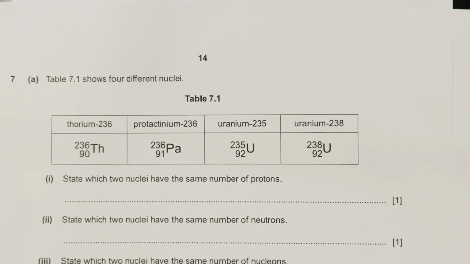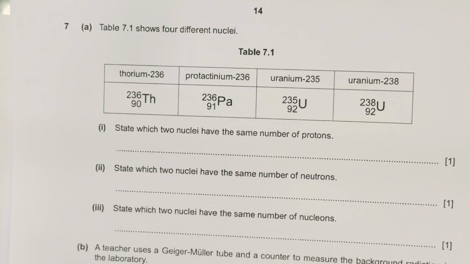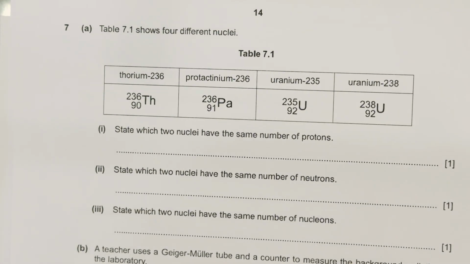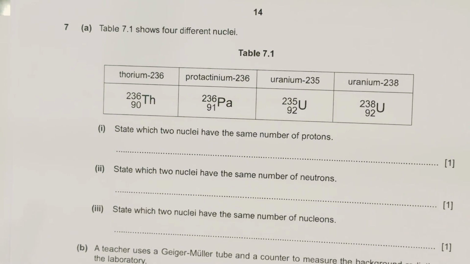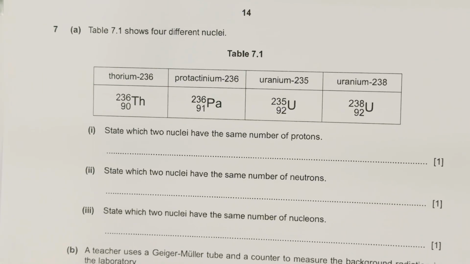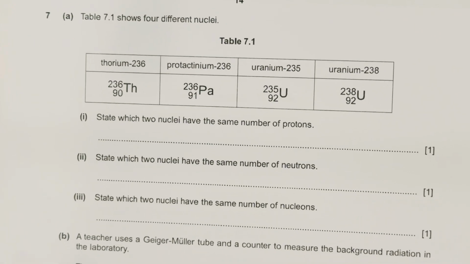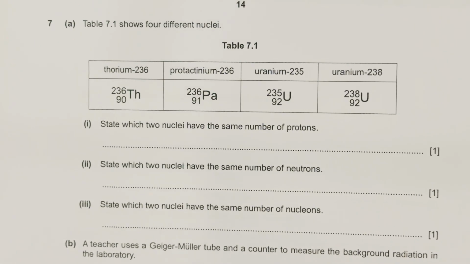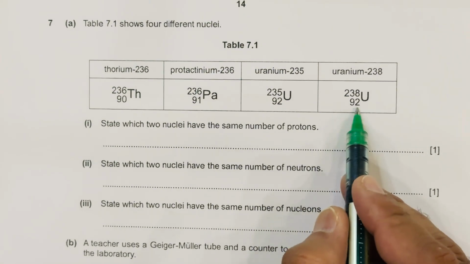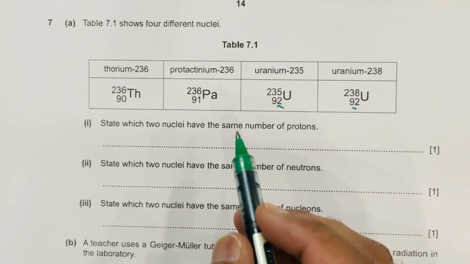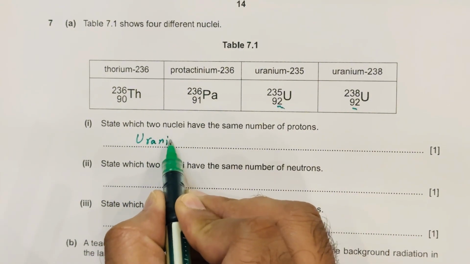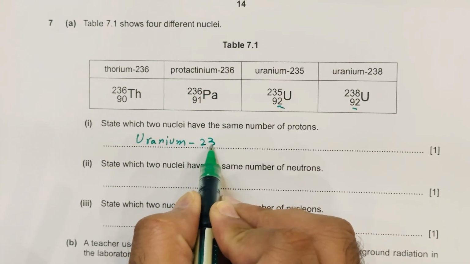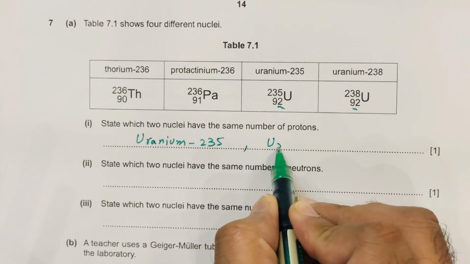Question number 7 is that table 7.1 shows 4 different nuclei, thorium, protactinium, uranium 238, and the symbol is given. State which two nuclei have the same number of protons. You can see that uranium 235 and uranium 238 have the same number of protons because they have 92. So you can write uranium 235 and uranium 238.